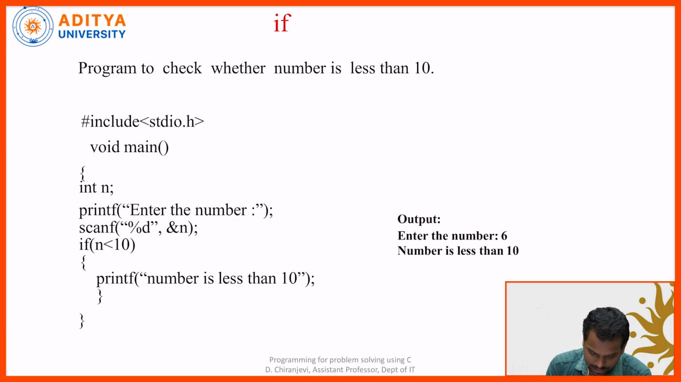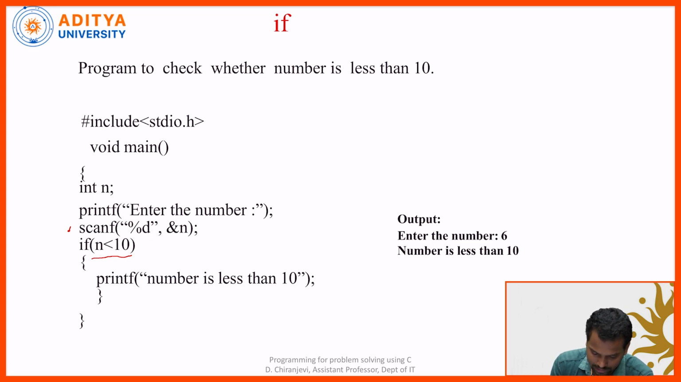Now, we are discussing a program to check whether a number is less than 10 or not. Here in this program, the execution will start from the main function. We are reading a number using scanf, and that is stored in n. Now, we have written a condition to check whether the number is less than 10, that is, n less than 10. Let us say the user gives n value 5. So, 5 less than 10 is true. If true, it will print number is less than 10.